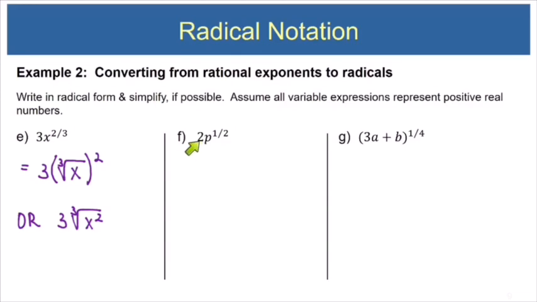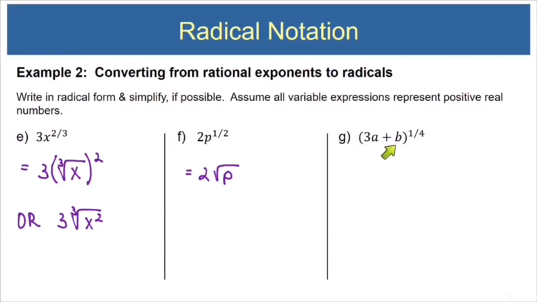Now on part F, we have 2p to the 1/2, and you'll remember that the denominator of the exponent becomes the index of the radical, but you also need to remember that when the index is a 2, we don't write it. So this is going to be 2 times the square root of p. So I want you to think about now, why is the 2 not under the radical? Because we don't have the whole thing in parentheses. So the exponent applies only to the p, so the p is the only thing under the radical.